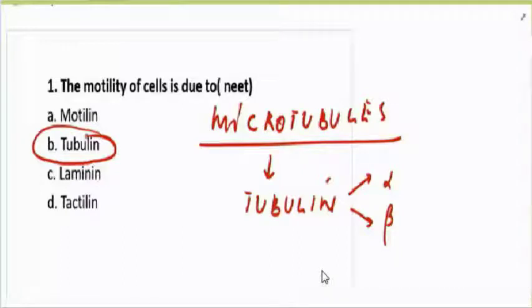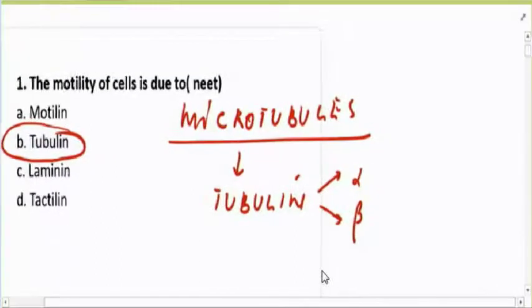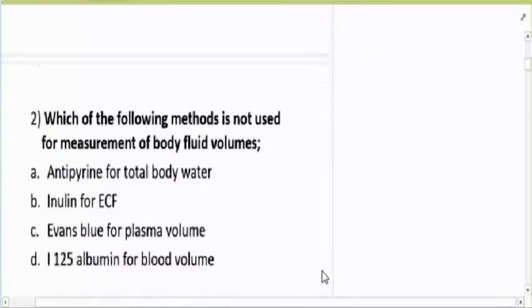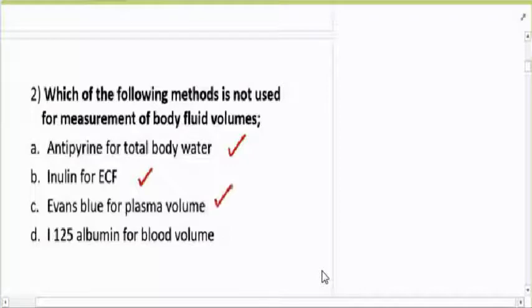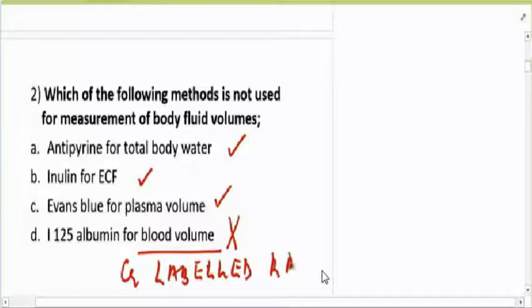Let's have a look at the next question. This says, which of the following methods is not used for the measurement of body fluid volumes? Antipyrine for total body water? Yes. Inulin for ECF? Yes. Evans blue for plasma volume? Yes. I-125 albumin for blood volume? No. For blood volume, what is used is chromium labeled RBCs. Chromium labeled RBCs are going to be used for the measurement of blood volume.